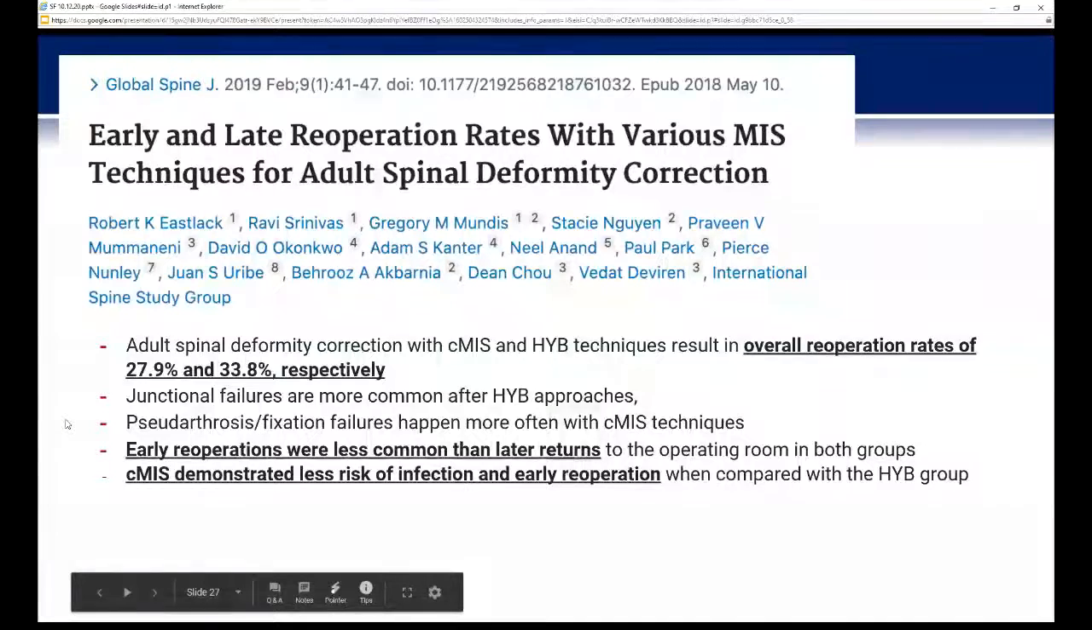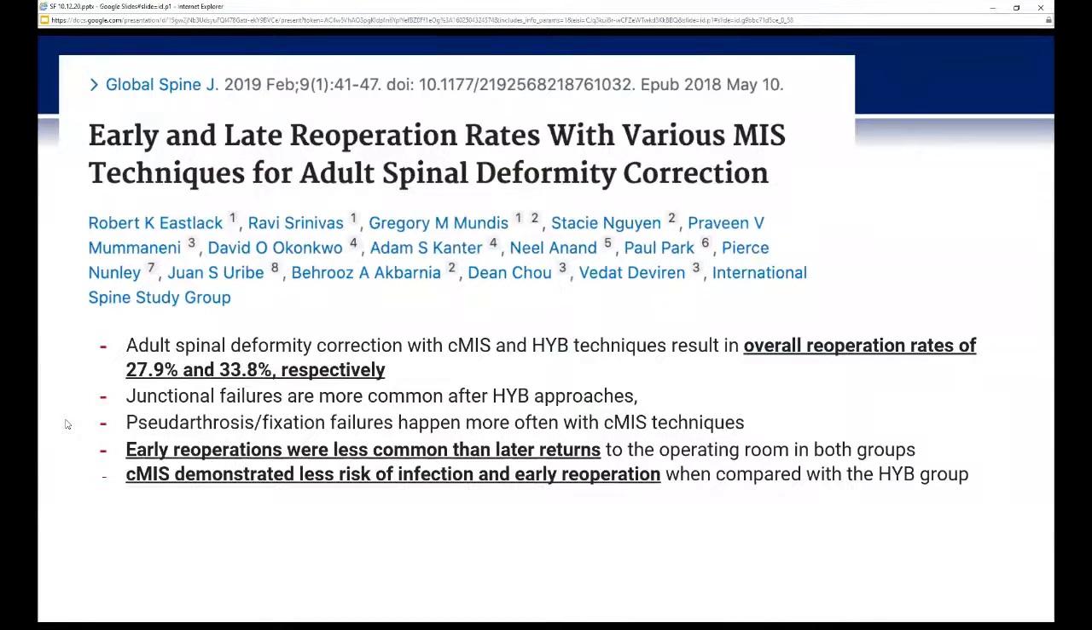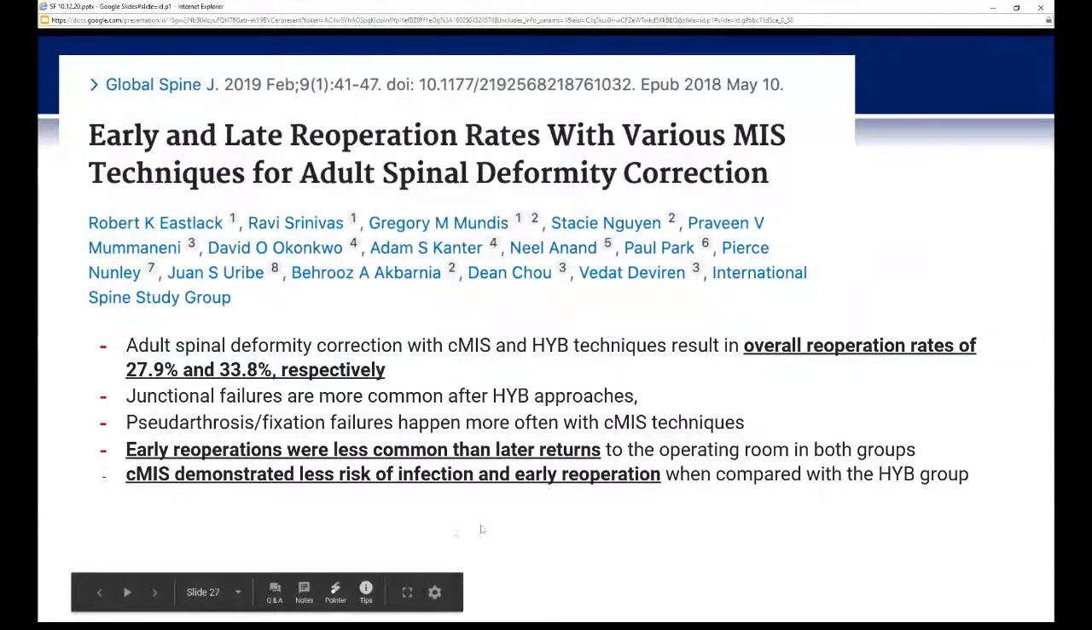And then this is a paper by Dr. Eastlack, looking at a recent paper from the ISSG looking at early and late reoperation rates with various MIS techniques, showing overall reoperation was 27.9 and 33% for circumferential MIS and hybrid techniques. Junctional failures were more common with the hybrid approaches. Pseudoarthrosis and fixation failures were more common with a circumferential MIS, but early reoperations were less than late, and circumferential MIS demonstrated less risk of infection and less risk of early reoperation compared to hybrid.